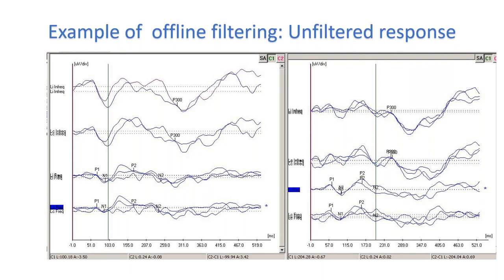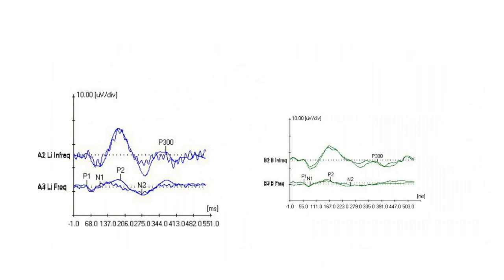So this filtering actually cuts the EEG, but it can also smoothen the evoked potentials too much. Sometimes we miss the peaks when we filter. So we need to be really careful when we do this filtering. It's not always a good choice.